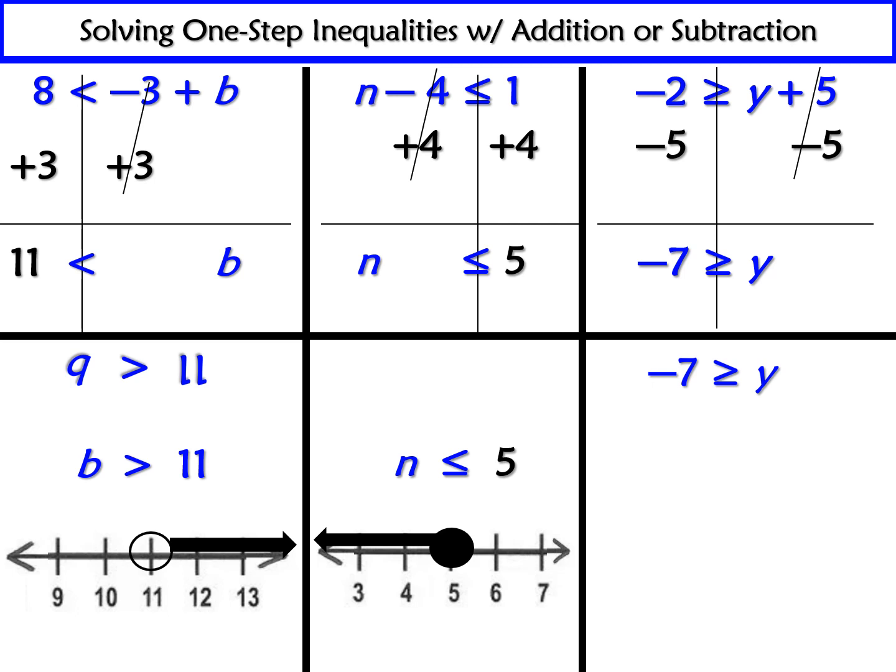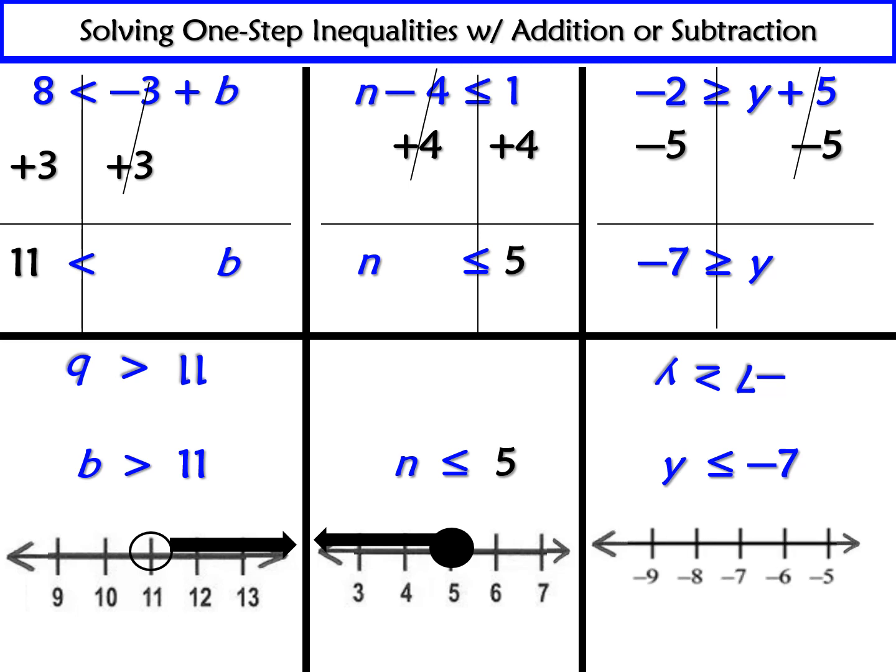But again, for the purposes of plotting on a number line, it's a lot easier to reread that with the variable on the left-hand side. So if we were to flip it upside down and rewrite it, we'd end up with y is less than -7. Less than or equal to -7, sorry. So let's plot that. Again, we're going to use a closed dot this time because we have an equal to portion of our inequality. And because y is less than or equal to -7, we're going to send the arrow in the less than direction.